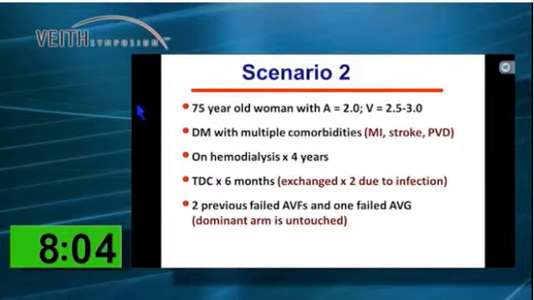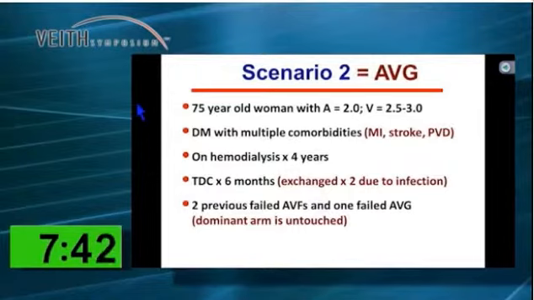On the other hand, if you make this a woman who's got multiple comorbidities, who's been on dialysis for 4 years, who's had a tunnel dialysis catheter for 6 months and has had 2 catheter infections during that period of time, and who's also had 2 previous failed accesses, then suddenly a fistula doesn't seem that good of an idea, and perhaps this patient should actually get an AV graft.